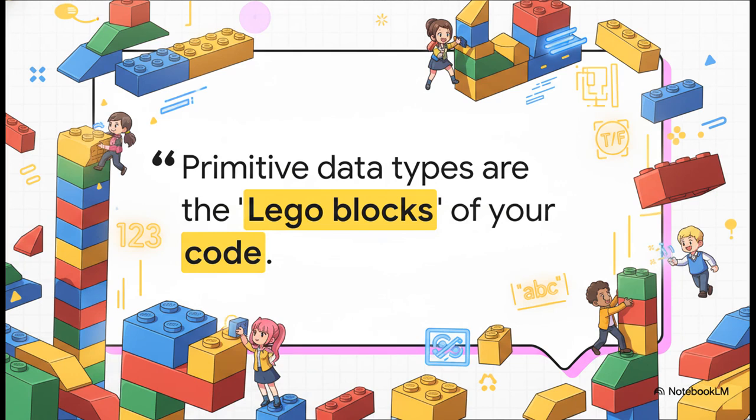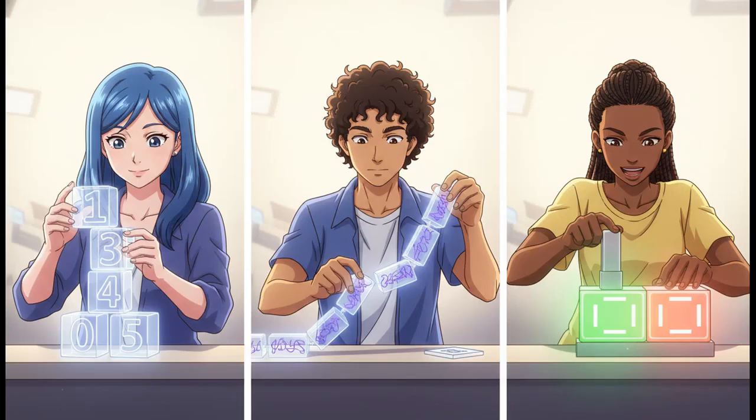Okay, so what kind of information can we actually put inside these variable boxes? Well, we start with the simplest little pieces, what we call primitive data types. And I love this slide's analogy. Just think of them as the basic Lego blocks. They're the simple, fundamental pieces you're going to use to build, well, everything else. And really, there are just three main types you need to know to get started.